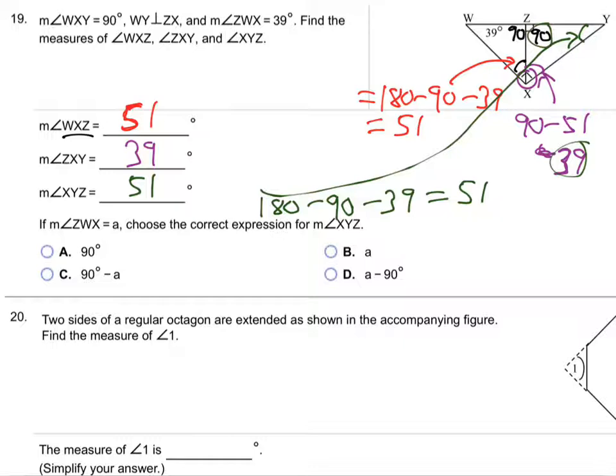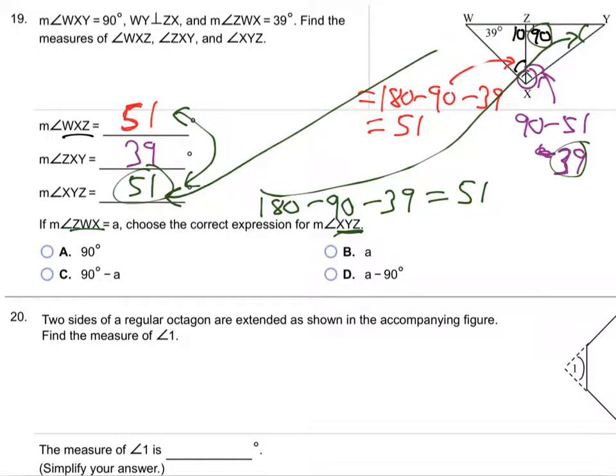Now they're wanting me, now notice these two came out the same, huh? So they're saying if ZWX, which one is ZWX? Oh, this one. ZWX, if that one was A, if you called that one A, what would XYZ be? XYZ is the final one. So that's 39, and there's XYZ. Notice 39 and 51. What happened in our problem we just did?